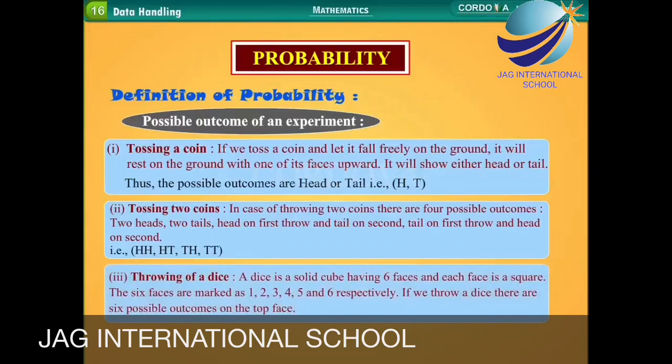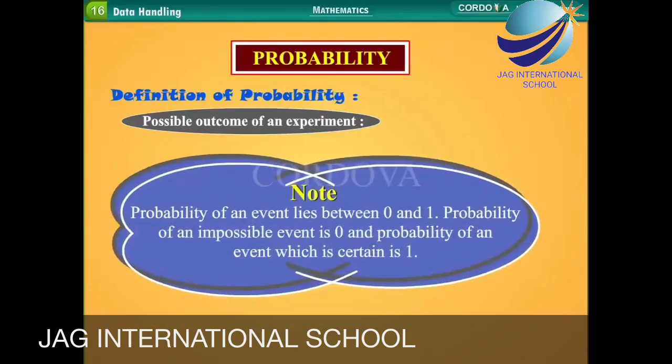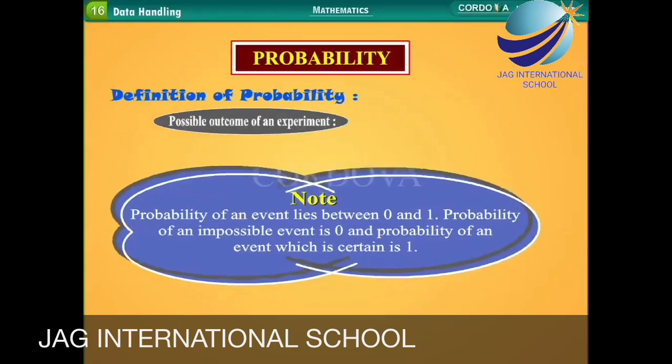Throwing of a dice. A dice is a solid cube having 6 faces, and each face is a square. The 6 faces are marked as 1, 2, 3, 4, 5, and 6 respectively. If we throw a dice, there are 6 possible outcomes on the top face. Note: probability of an event lies between 0 and 1. Probability of an impossible event is 0, and probability of an event which is certain is 1.